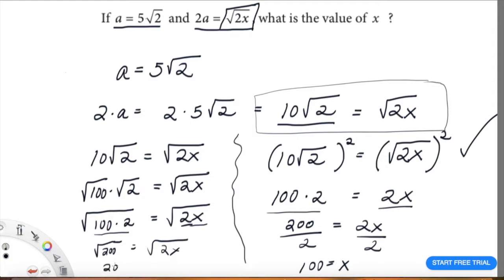Then you could square both sides and just get 200 equals 2x, and lastly, x equals 100. I ran out of room there at the end, but maybe we'll just put a little arrow here. If 200 is equal to 2x, then 100 is equal to x. Two different ways to arrive at this answer.